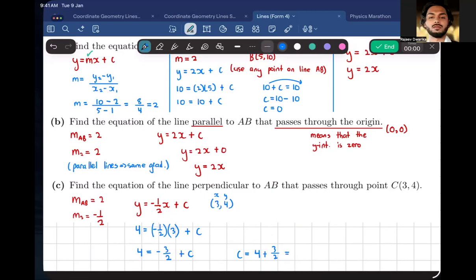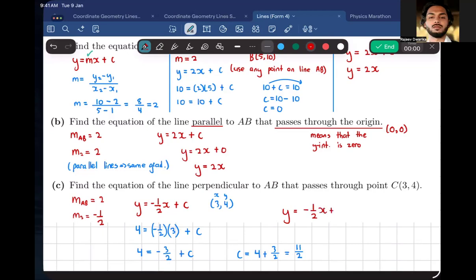So 4 plus 3 over 2, that should be 11 over 2. Let's confirm that. Why did I say 11 over 2? Because 4 is the same thing as 8 over 2, and 8 over 2 plus 3 over 2, 8 plus 3 is 11, 11 over 2. So C is equal to 11 over 2. So what's the final answer? y equals negative a half x plus 11 over 2. Yep.